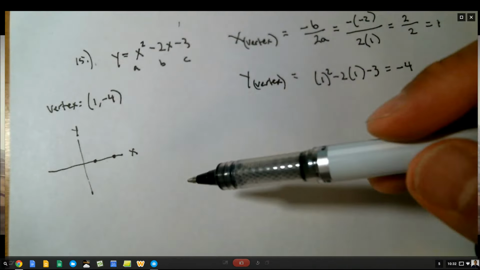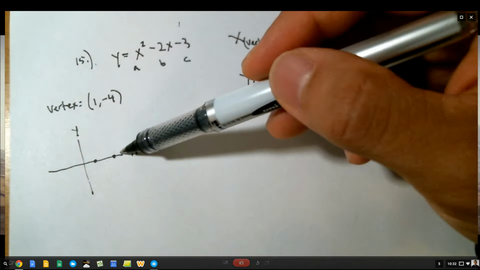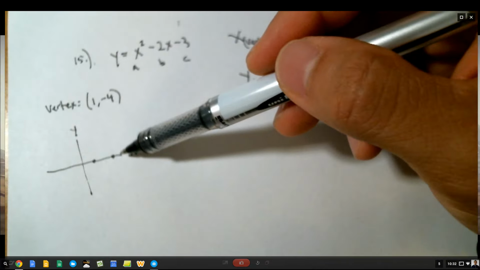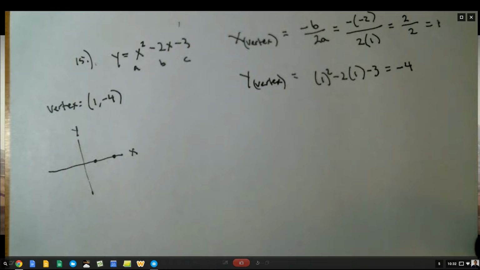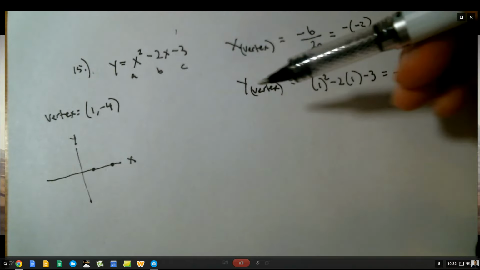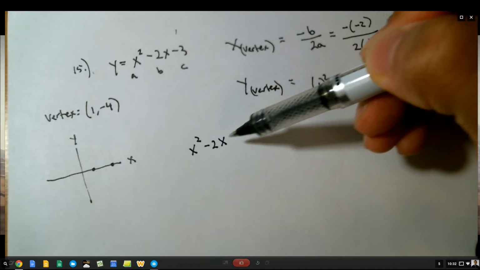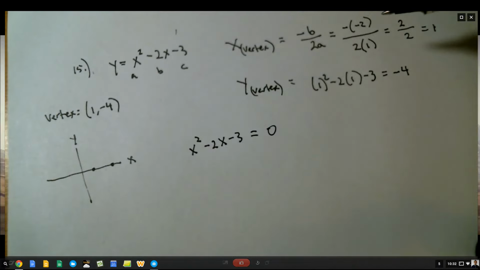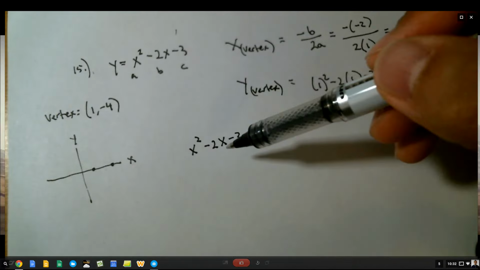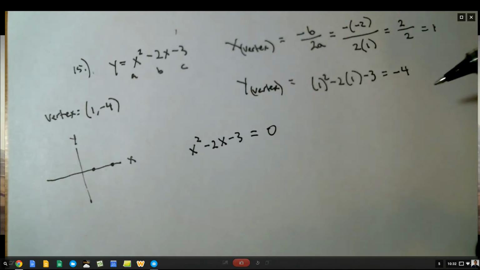As we talked about earlier, to find that out, you set y to 0. Because for each of the points on the x-axis, the y value has to be 0, or else it cannot cross the x-axis. So let's set this equation to 0. We have x squared minus 2x minus 3, and we're going to set it to 0. And our job is to solve for x. What will be the value of x that makes this equation true?